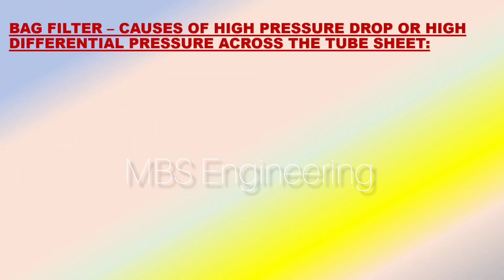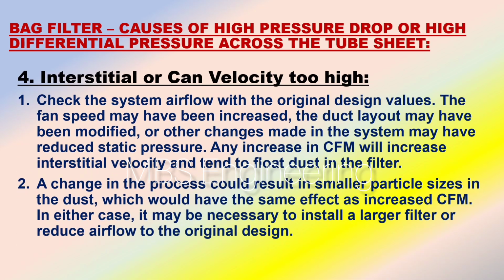One of the main causes of high differential pressure is the interstitial or can velocity too high in the bag filter system. Point number 1. Check the system airflow with the original design values. The fan speed may have been increased, the duct layout may have been modified, or other changes made in the system may have reduced static pressure. Any increase in CFM will increase interstitial velocity and tend to float dust in the filter.